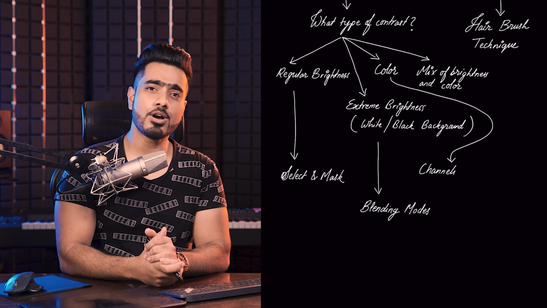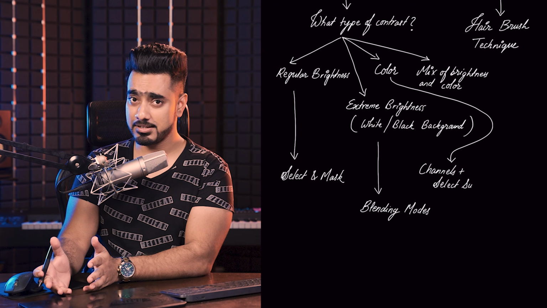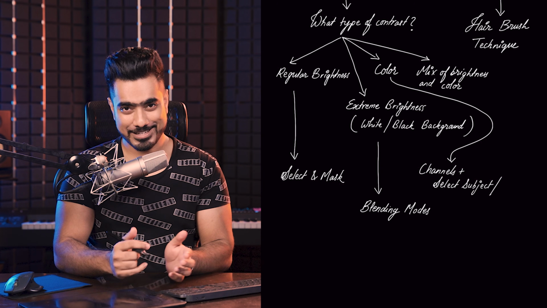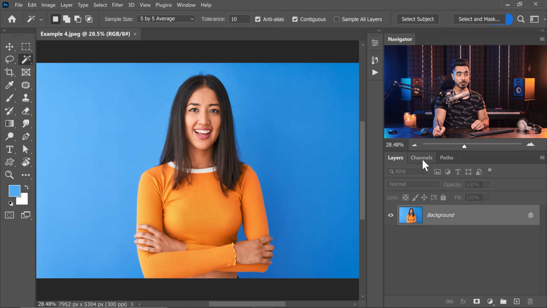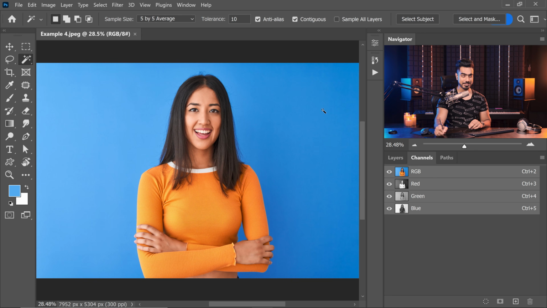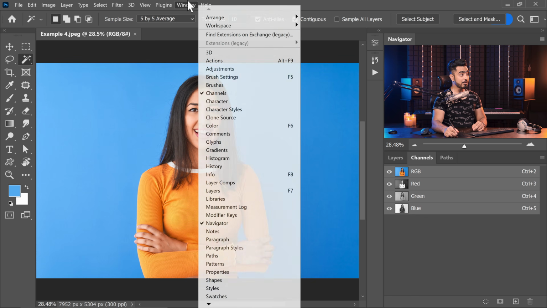Well, it's a combination of the traditional old channels method along with select and mask, particularly select subject inside of select and mask. Here's how to go about it. So let's go to channels, and by the way, if you cannot see channels here, let's go to window and make sure channels is checked.